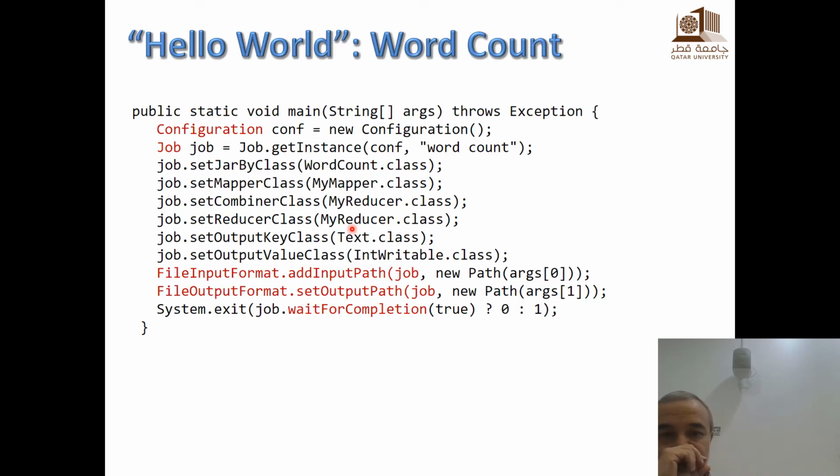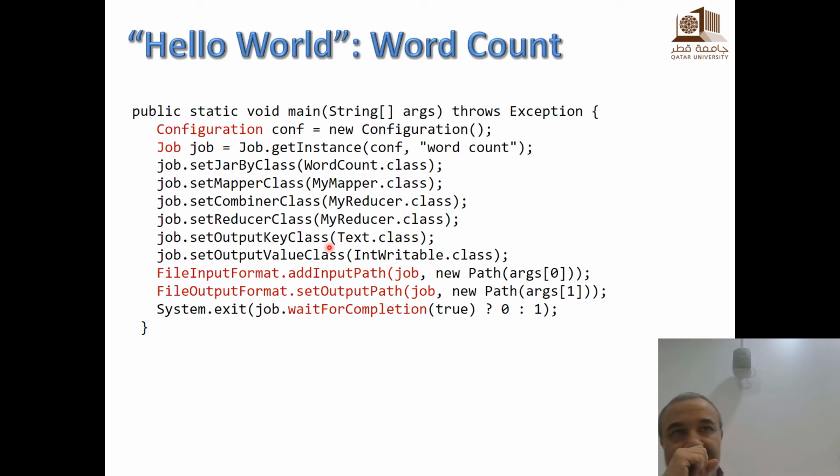And this is the main function that will submit the job. So you define a configuration variable which will have all the information about your job. You set the job and you set the classes. You say this is the main class, the class that has the main function. And this is the class of the mapper. This is the class of the combiner. This is the class of the reducer. You set the output key classes, also the types. You have to define the types in advance.